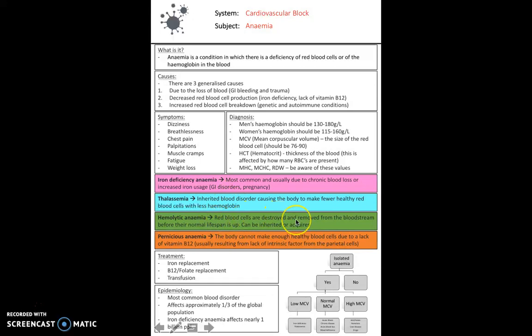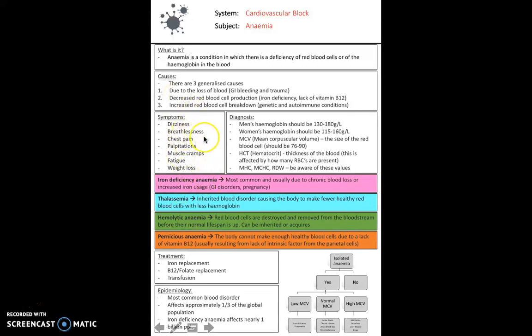Hemolytic anemia, this is when red blood cells are destroyed and removed before their lifespan is up. The normal lifespan is 120 days, but they're removed before this period. Pernicious anemia, this is when the body can't make enough healthy red blood cells due to a lack of vitamin B12, which remember is normally absorbed in the ileum as a result of the secretion of intrinsic factor from the parietal cells of the stomach.